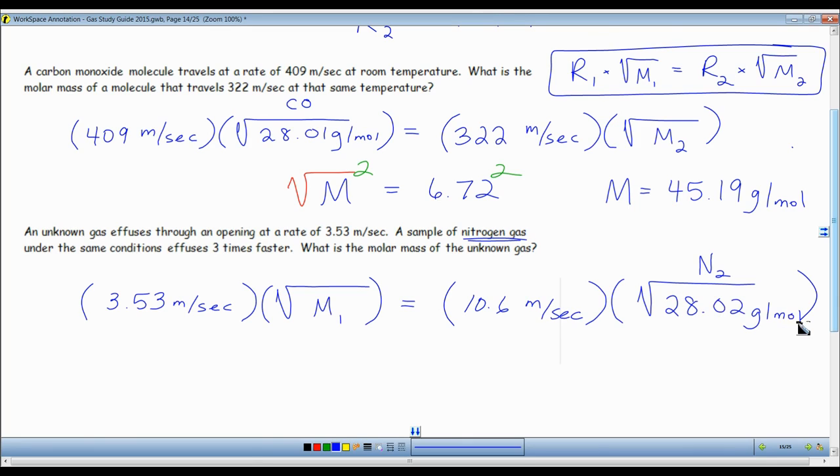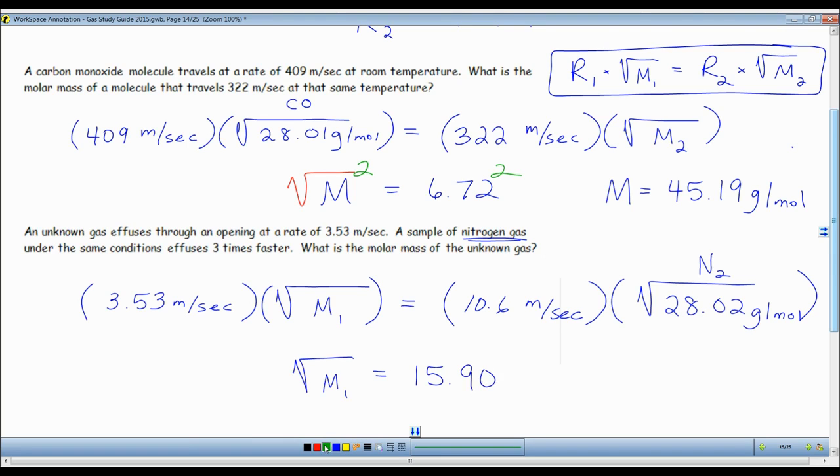Okay, so now we just plug it in and this should be a breeze, right? Okay, so let's start with the 10.6 times the square root of 28.02, divided by the 3.53. All right, so again, this isn't going to catch you. What we're really solving for is the square root of M1, which is about 15.9-ish.